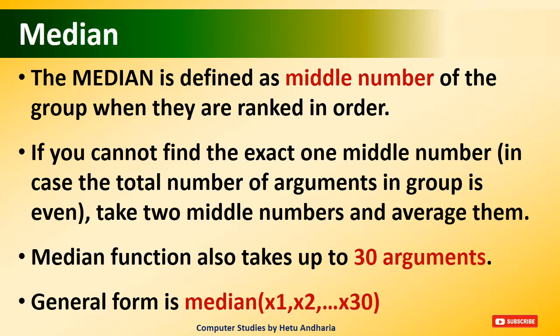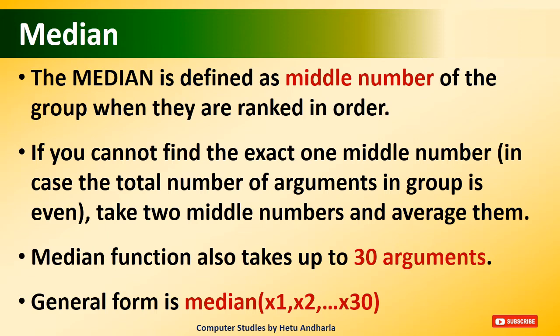Now, if the given numbers are even in count, whether 4 or 6 numbers are given, take the example of 4 numbers. Then you will not get a middle number. So here you will take the second and third numbers, add them and divide by 2, and that will be your median. The same thing is done by Calc or Microsoft Excel.